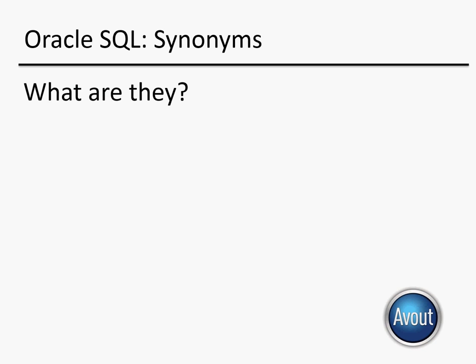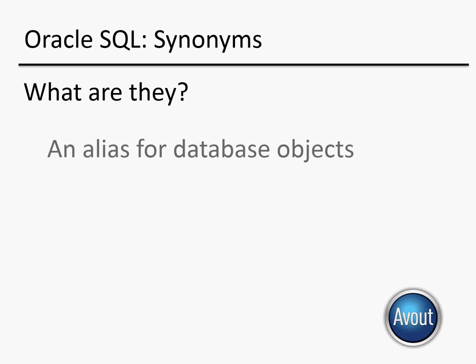So let's start off by asking the question, what are they? A synonym is an alias for a database object. A database object can be a table or a view. Those are the most common things that you can have a synonym for. They make your life a heck of a lot easier when it comes time to organize your database, or more importantly, reorganize your database. There's two basic types of synonyms.